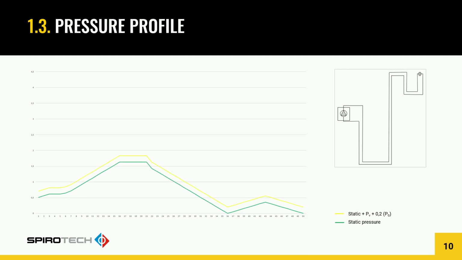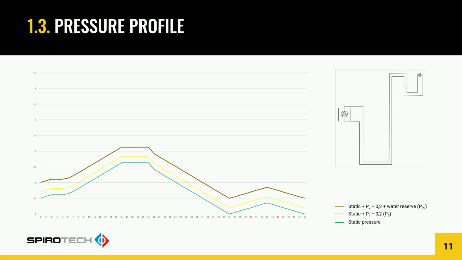On top of the static pressure, we always add a minimum safety margin to make sure the system remains filled at all times. If required, you have to include an extra factor to prevent evaporation. This pressure is shown as the yellow line in the graph, also known as P0 in EN 12828. On top of P0, we add the water reserve, which equals 0.3 bar. In the graph, this is shown as the brown line. I'll point it out here. So the brown line is the top one. In the norm, this pressure is called P ini, or initial pressure.